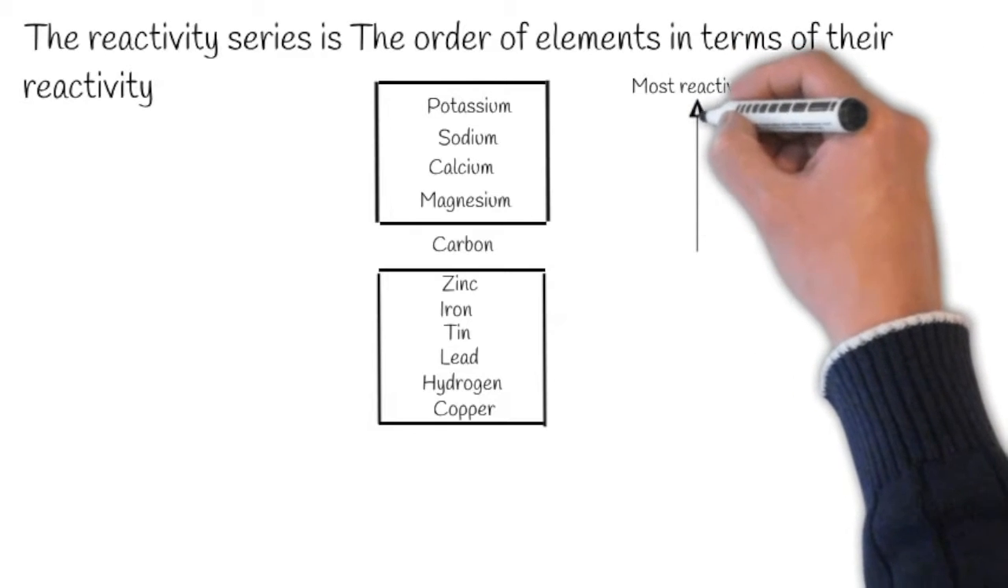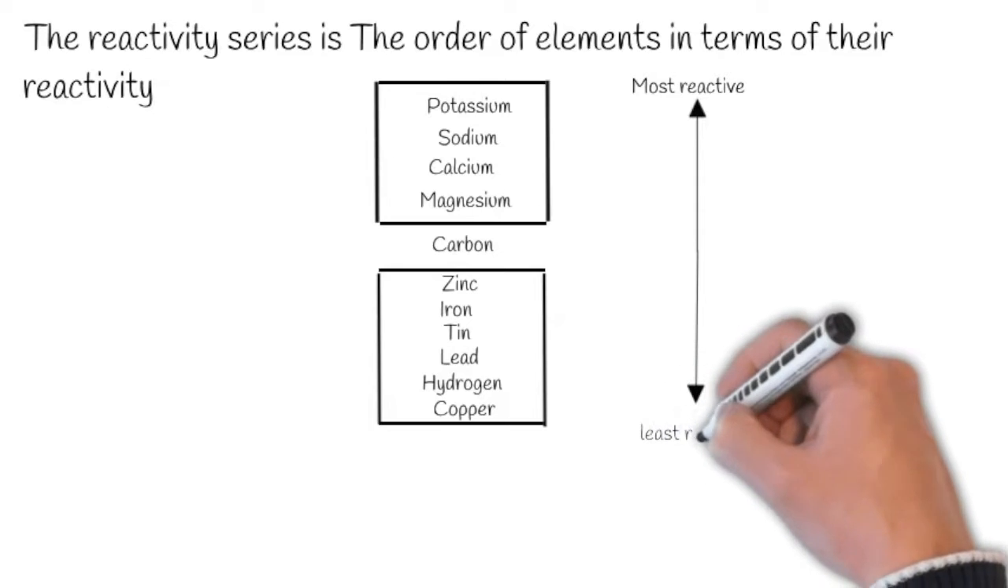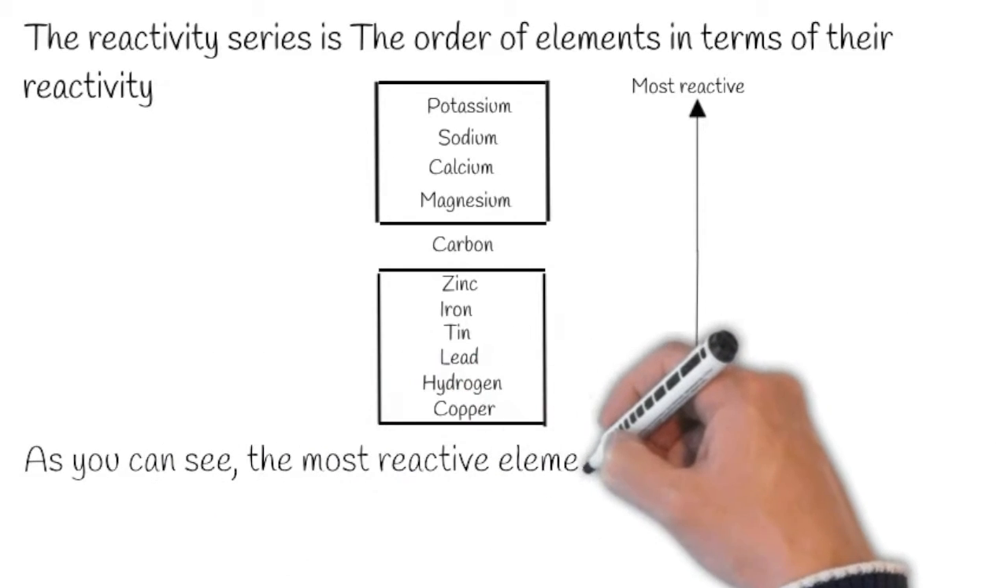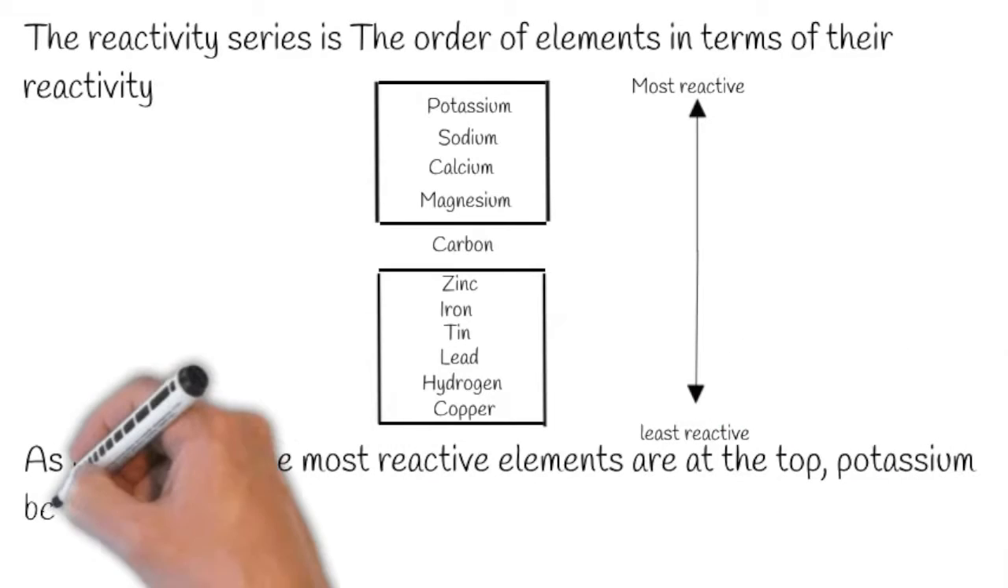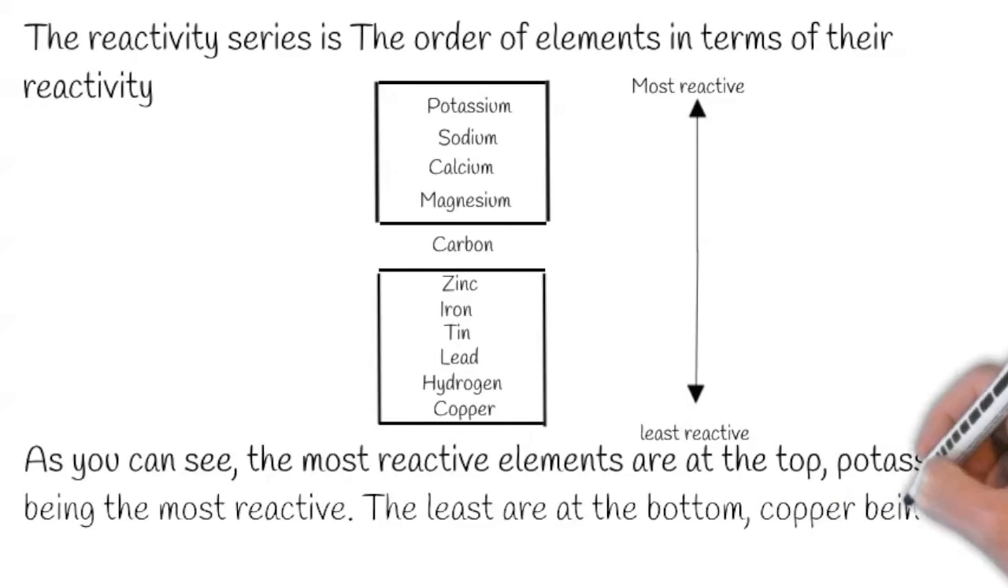So we have the most reactive at the top and the least reactive at the bottom. Potassium being the most reactive, copper being the least reactive. As you can see, the most reactive elements are at the top, potassium being the most reactive, the least are at the bottom, copper being the least reactive.